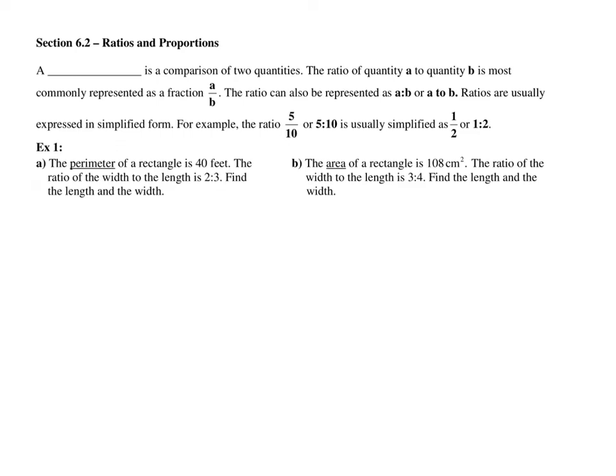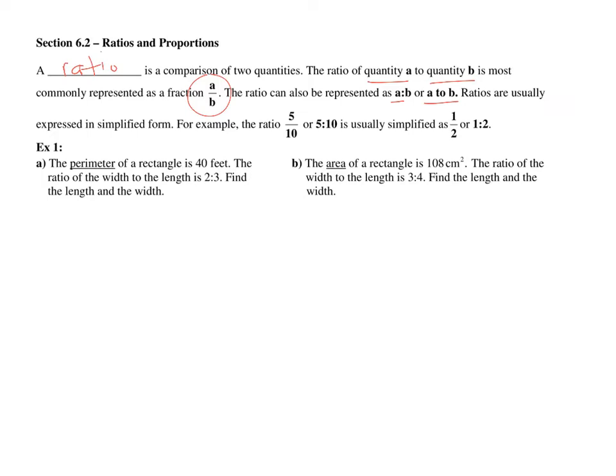All right, starting lesson 6.2, ratios and proportions. Now, a ratio is a comparison of two quantities. The ratio of quantity A to quantity B is most commonly represented as a fraction. The ratio can also be represented as A colon B or A to B. Ratios are usually expressed in simplified form.